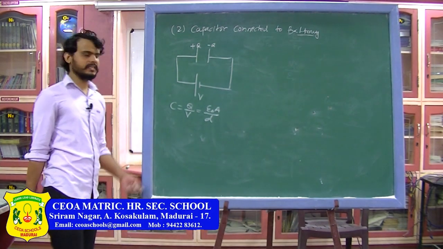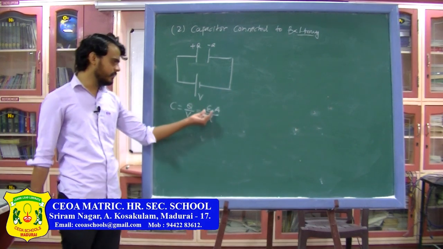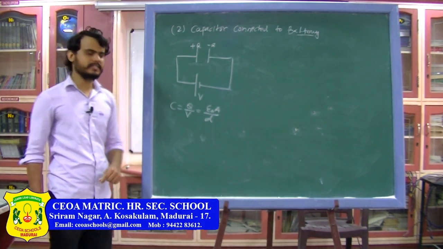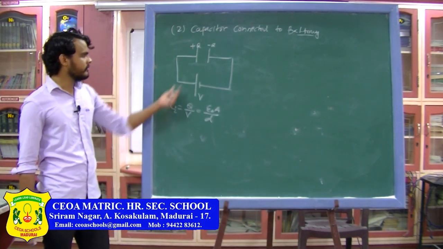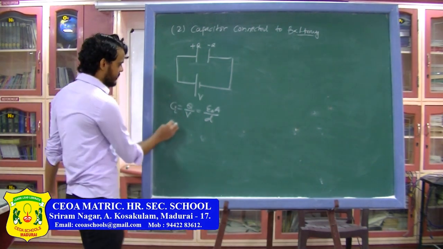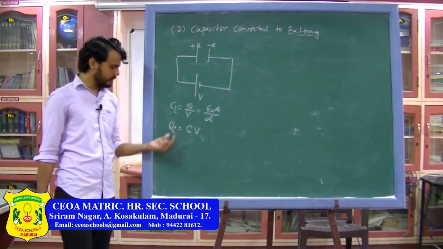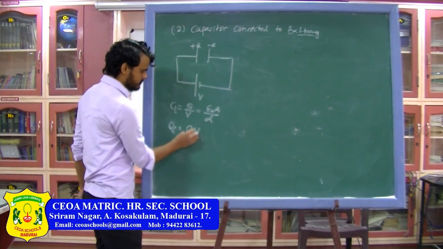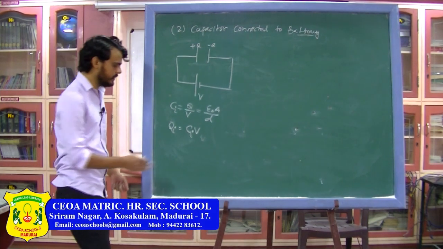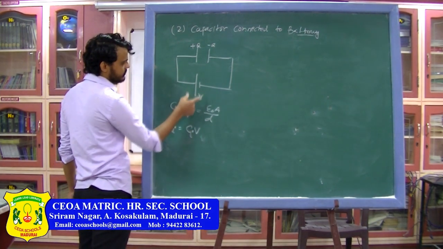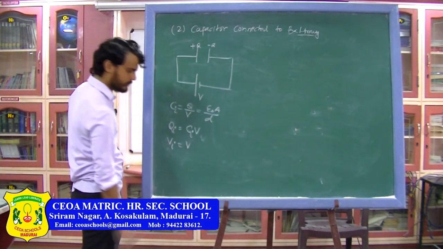We have already said that capacitance does not depend on the charge, it does not depend on the voltage, it only depends on the medium, area and the distance between the capacitor plates. So this is the initial capacitance. Now if I talk about the initial charge, I can write Q initial is equal to C times V. Here Q initial will be C initial times V. So here V is the potential across the battery. Now the next thing is the initial potential across the capacitance will be equal to V. So V initial is equal to V.